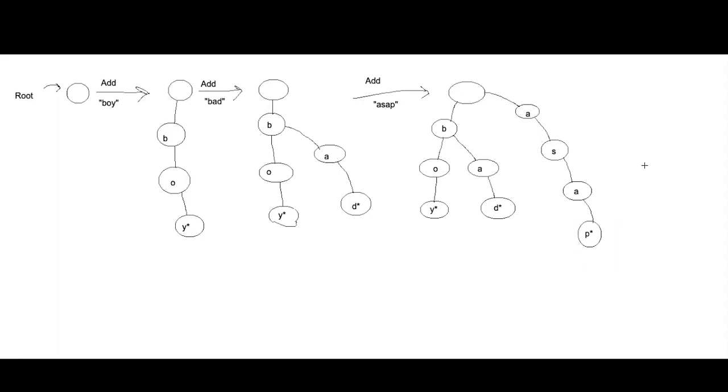Now let's say I am trying to find the word ASAQ. So I'll search for A, it exists, then S exists, then A, it exists, and then finally Q. But since it doesn't exist, it returns false. Therefore, my word doesn't exist.